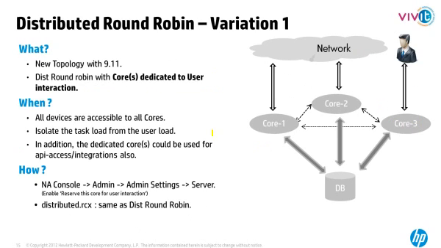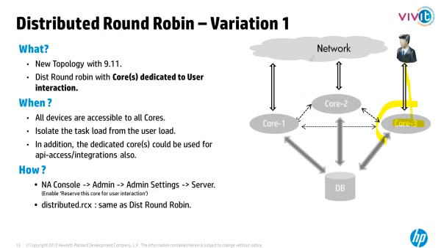Now, going to the next one. This is the distributed Roundrobin with the ability to reserve a core for user. And this is a new topology that is with 9.11. So here, it works very similar to distributed Roundrobin, except that we reserve one core for user interaction, or one or more cores. In this example, I'm just showing one. So again, the same rules apply as distributed Roundrobin. All the cores should be able to access the network.